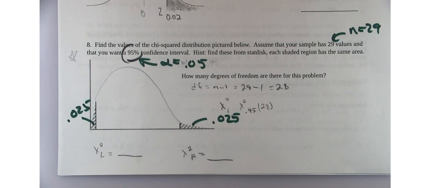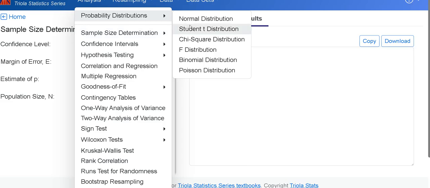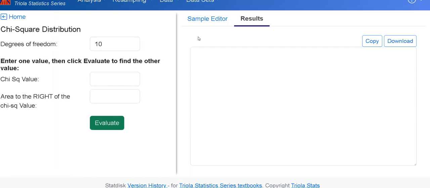Let's go to StatDisk for this. Probability distributions, and I believe you called it chi. All right, so degrees of freedom, 28. Area to the right of our chi-square value.